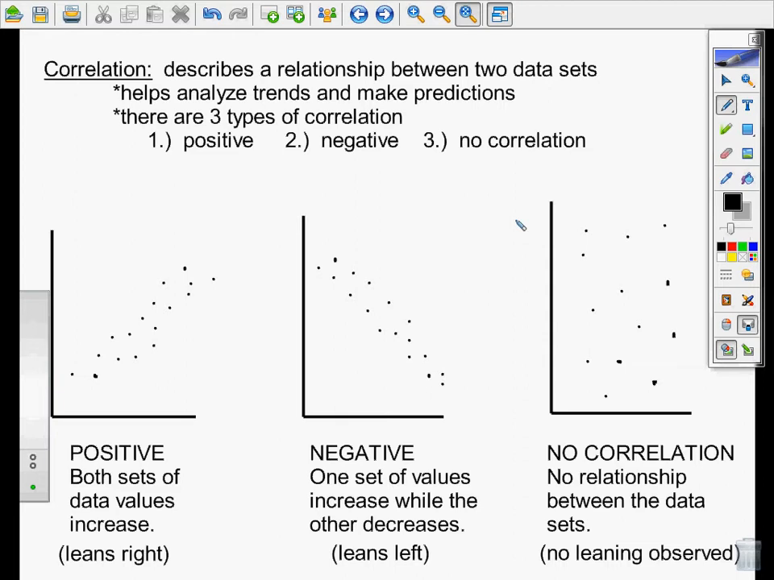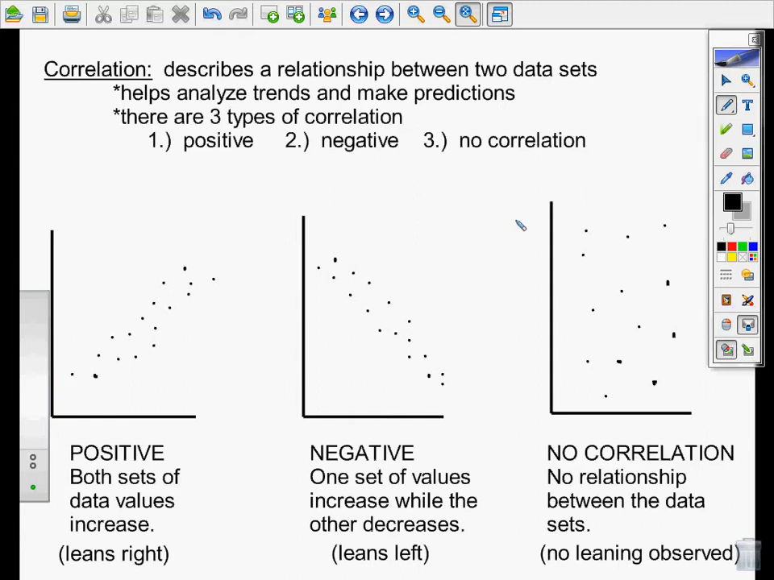So, a correlation. This describes a relationship between two data sets, and it does two things. It helps us analyze trends and helps us to make predictions, because if we see a trend, then we'll be able to predict what's going on here. There are 3 types of correlation. The first one is positive, and that's what I have here on the left side.